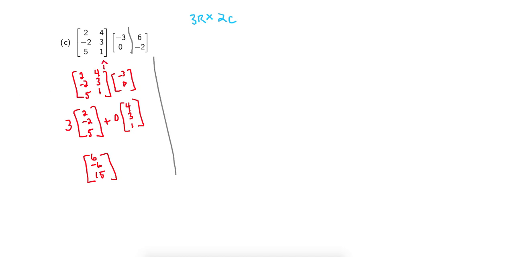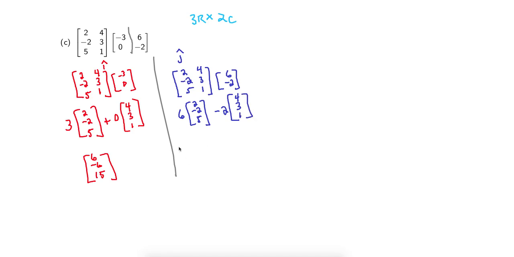Then j hat, same story with this 6, -2. For j hat, we're going to take this 3 by 2 matrix again, 2, -2, 5, 4, 3, and 1. The stylus needs a new tip. We're going to multiply that by 6, -2. So we're going to take 6 times this first column, then -2 times this second column.